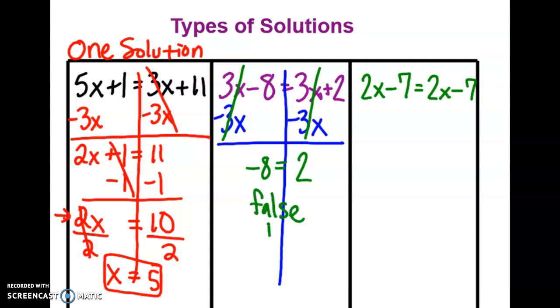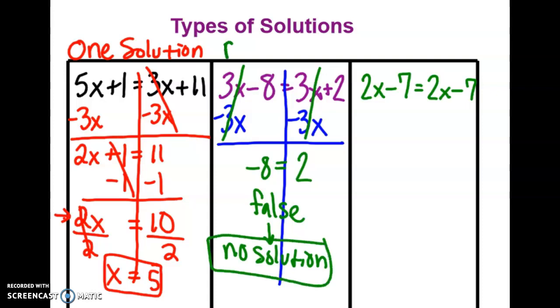Whenever we get a false statement, that means that this equation has no solution. That's a type of solution that you might get, that there isn't a solution. Not every equation has an answer. The first equation we did had one answer, 5. This second one has no answer at all. There is not one single number that you could plug in for x in this equation to make it true. It is false all the way. So our answer would be no solution.